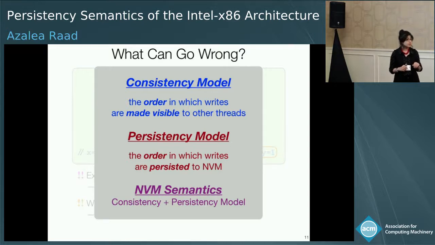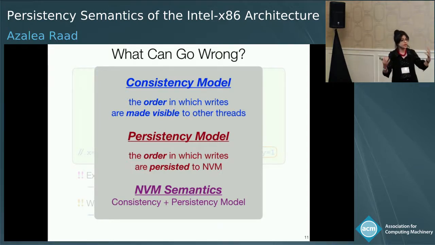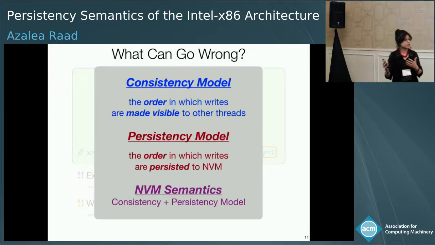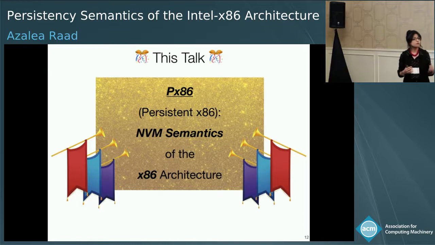And hopefully you will see why this is one layer of complexity above everything else, because not only do you have to worry about the consistency model and all the complexities and weakness associated with that, but you also have to worry about the persistency semantics and the strange behaviors associated with that and how that interacts with your consistency model. So this was just a brief introduction into NVM semantics and what the challenges are, but in this talk, and in our paper, we are interested in understanding the NVM semantics of the Intel x86 architecture.